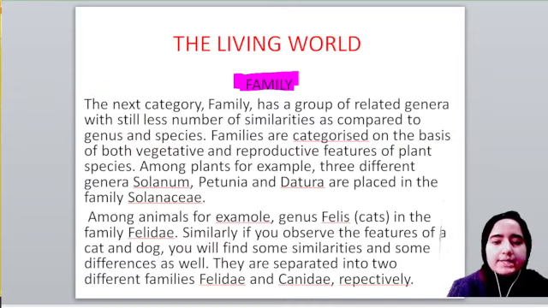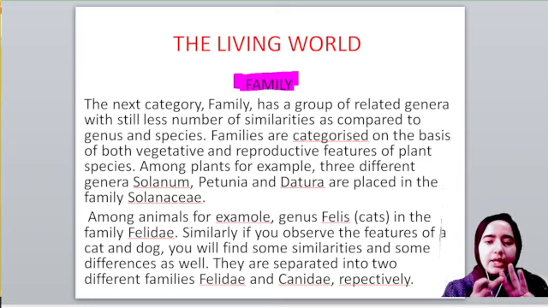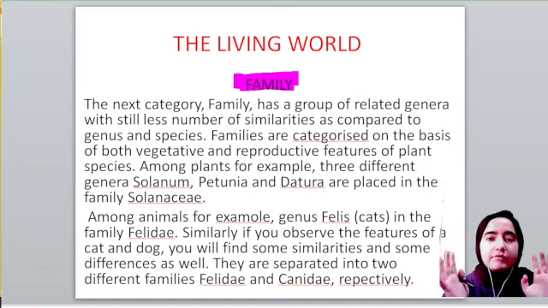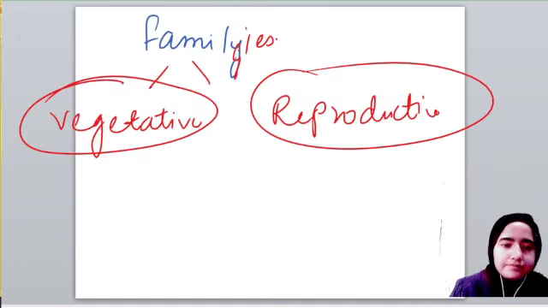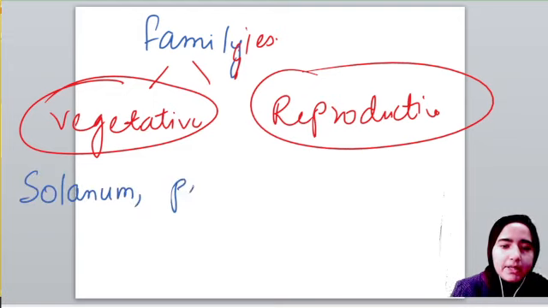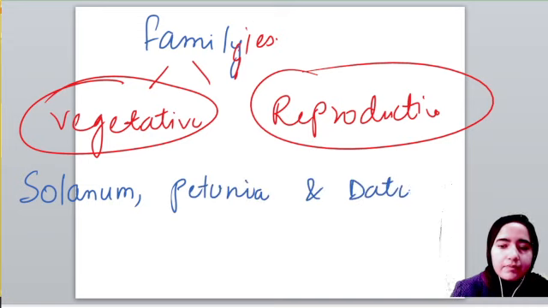Say for example, we have three different genera: Solanum, Petunia, Datura. Solanum includes potato and brinjal. Similarly, we have two more genera known as Petunia and Datura. They are placed in family Solanaceae. I'll write it down here: Solanum, Petunia and Datura. They come under which family?